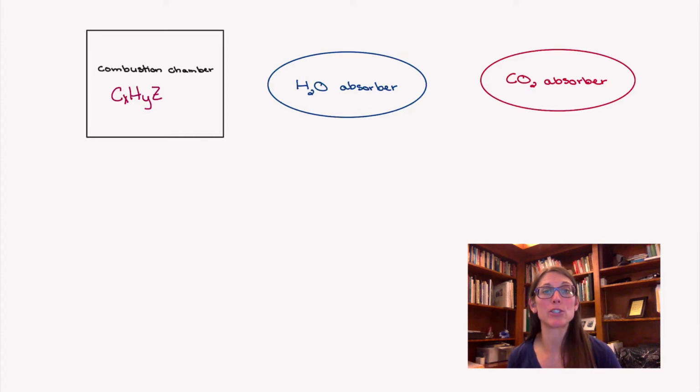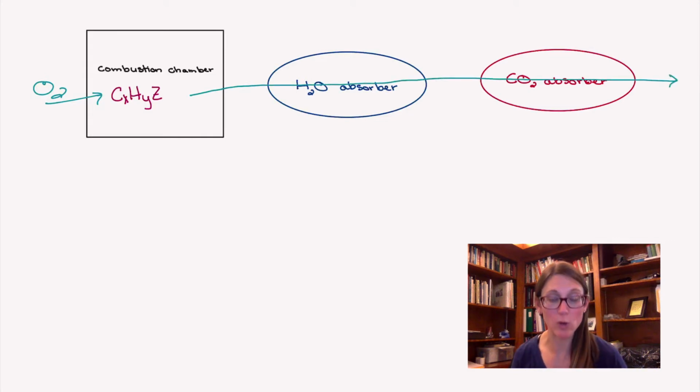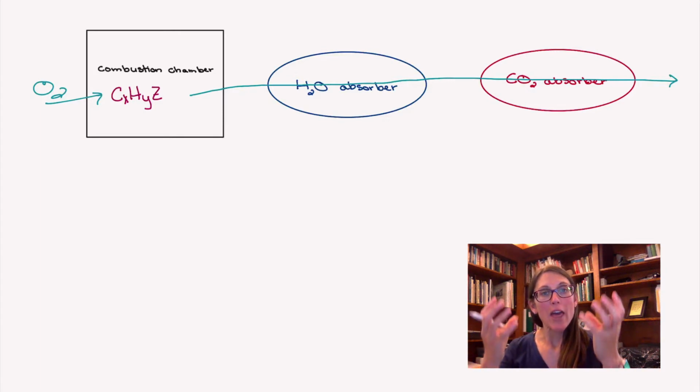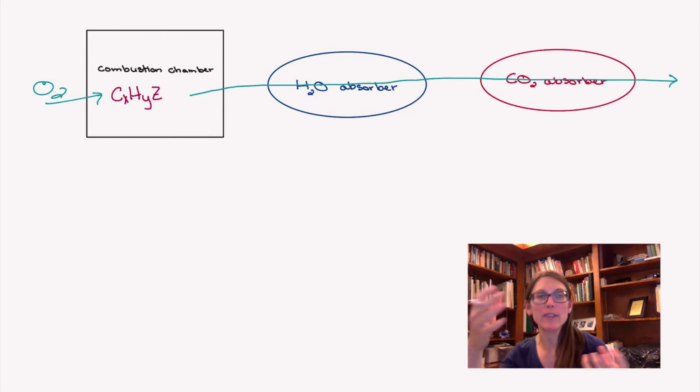I put it in the combustion chamber and you add excess oxygen. And when you combust this hydrocarbon in the presence of excess oxygen, you're going to make water and carbon dioxide. These are set up in a way that the products will flow from the combustion chamber through a water absorber and through a CO2 absorber. In that product flowing out, the water absorber absorbs all the water that was present, and they weigh it before and they weigh it afterward to figure out how much water was generated.